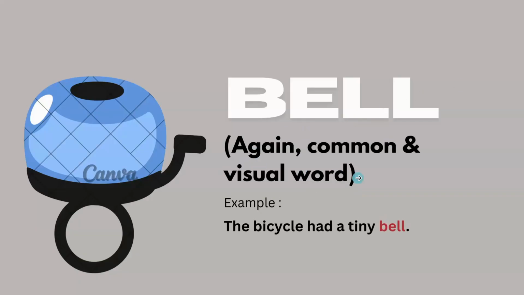Bell, again a common and visual word. Example, the bicycle had a tiny bell.